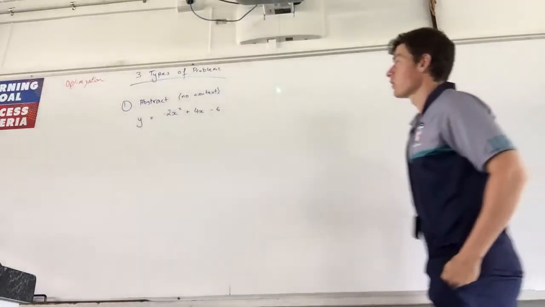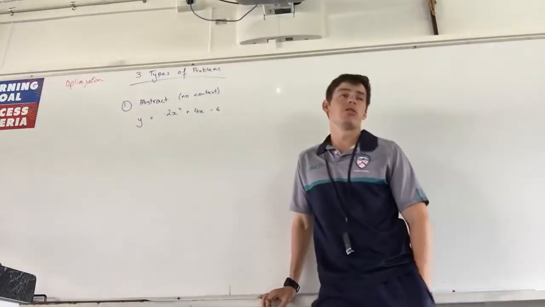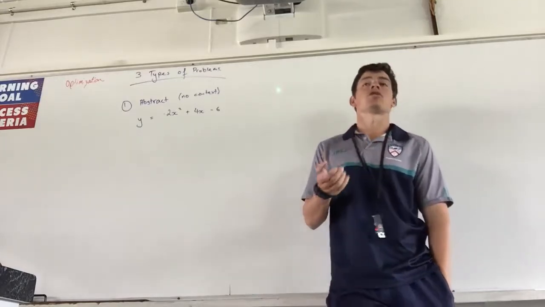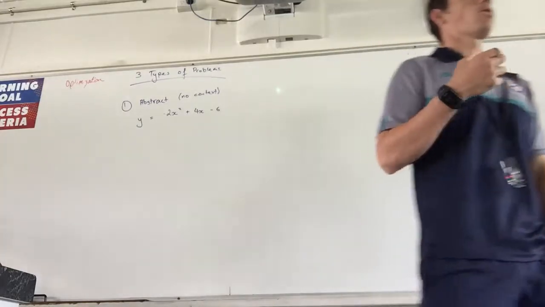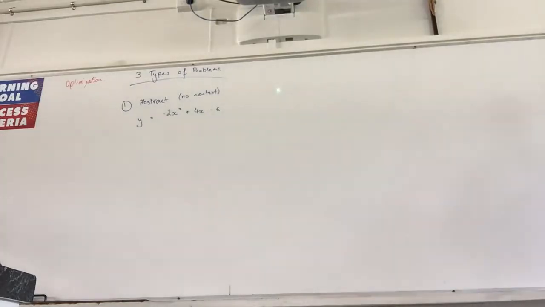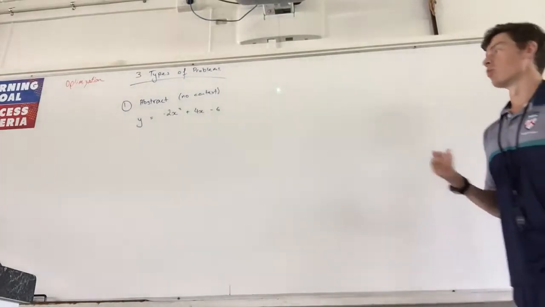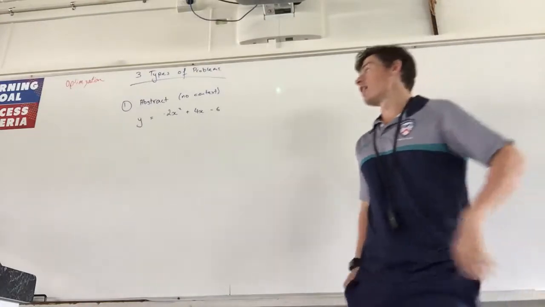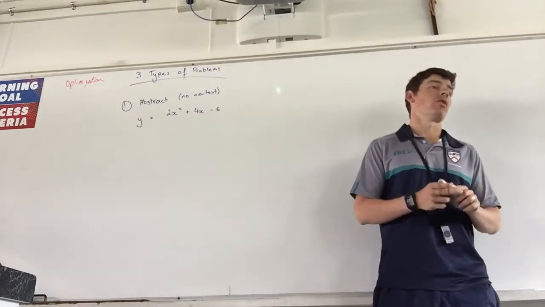Alright, so we're going to look at the three types of problems we see with optimization. The first is an abstract problem which has no context. That could be something where I'm just giving you an equation and saying what is the maximum or the minimum of this equation. Or find the minimum of this equation. How do we go about finding the minimum of this equation?